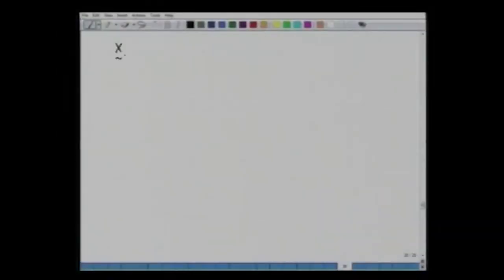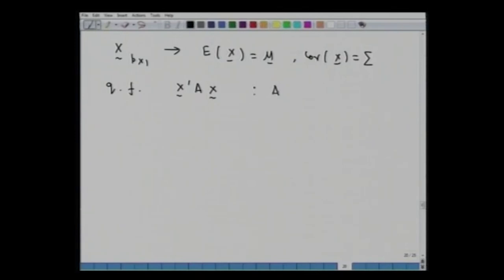Now, a result which is particularly useful in some applications: as we move in this multivariate normal course, we will see that we are very frequently concerned with a quadratic form of the following nature. Suppose we have this multivariate vector x with expectation of x to be this mu vector and the covariance matrix of x to be this sigma matrix. Then we define the quadratic form x prime A x, where A is a matrix of constants, so it is a non-stochastic p by p matrix.